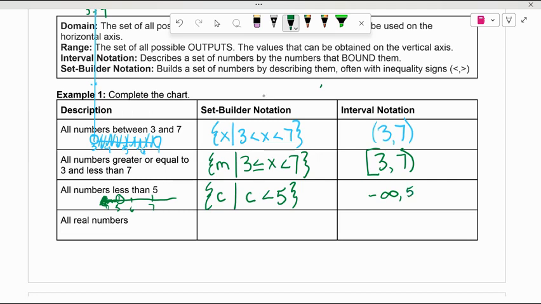Is 5 part of our answer? Is it in a closed circle? No, so we have parentheses. And our infinities will always be parentheses.